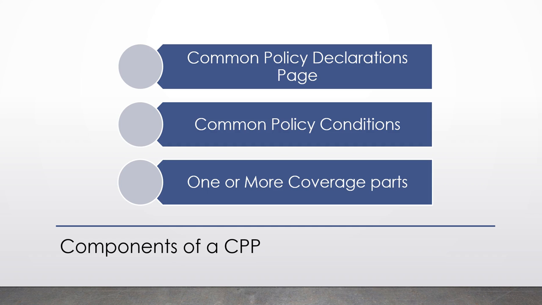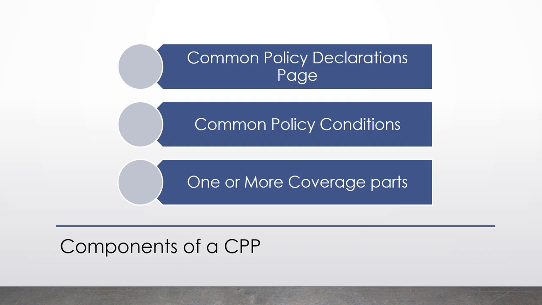So I'm going to discuss the components of a commercial package policy in a little bit more detail. We went over this a little bit at the beginning. The commercial package policy consists of your common policy declarations page, your common policy conditions page, and then one or more coverage parts, right? So just like a home or auto policy, the CPP also contains a certain type of structure. It's the parts that should be included in your policy.